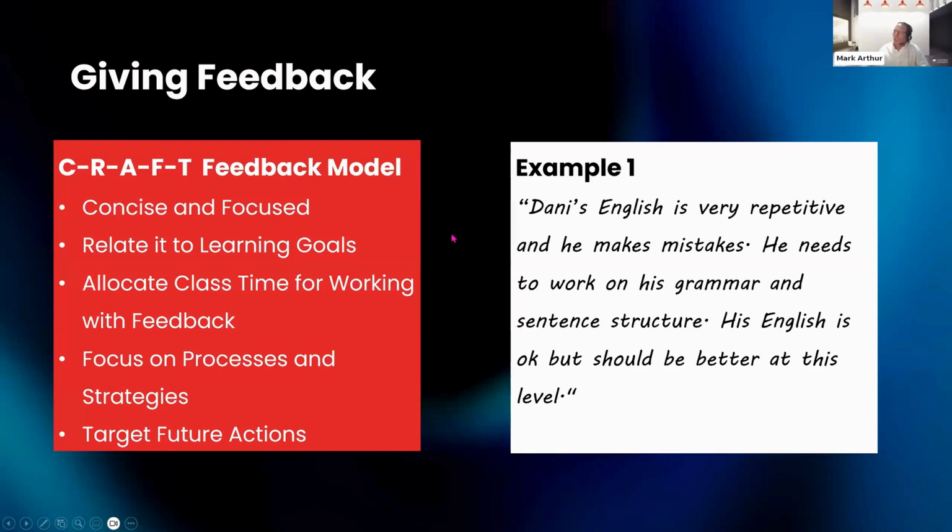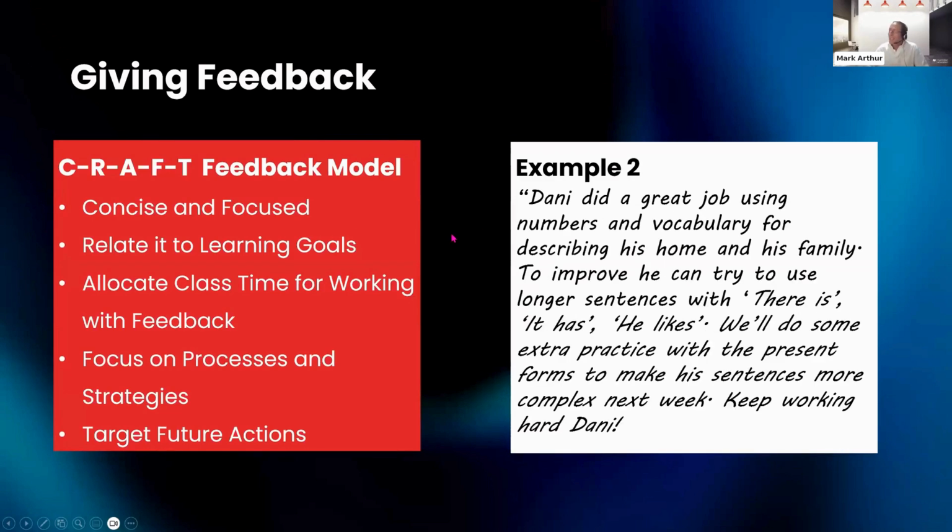Now, let me show you then a different example. This is example 2, and it says, Danny did a great job using numbers and vocabulary for describing his home and his family. To improve, he can try to use longer sentences with there is, it has, he likes. We'll do some extra practice with the present forms to make his sentences more complex next week. Keep working hard, Danny. Now, if you said that the last one wasn't concise, this one's longer, but it's not too long, right? So, Suni Anai says this is the best feedback.